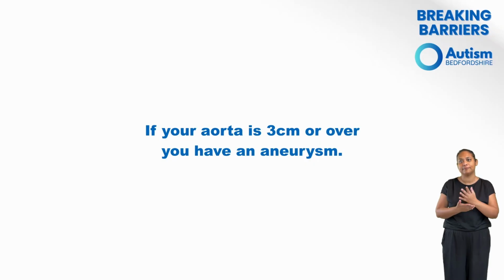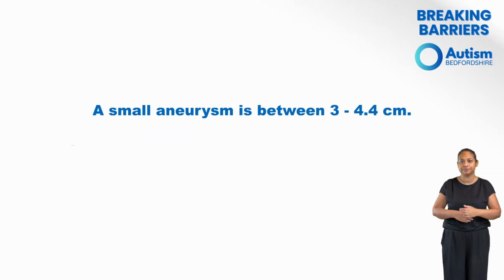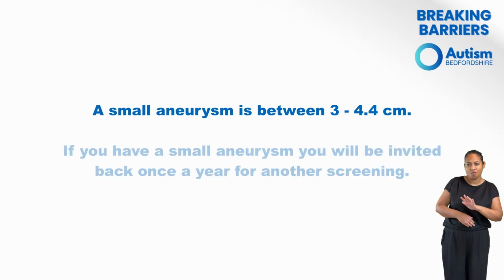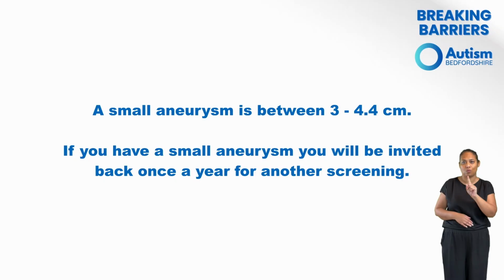A small aneurysm is between 3 centimetres and 4.4 centimetres. If a small aneurysm is found, then we would like to monitor you once a year as the aneurysm grows. So we will invite you back for another screening every year.